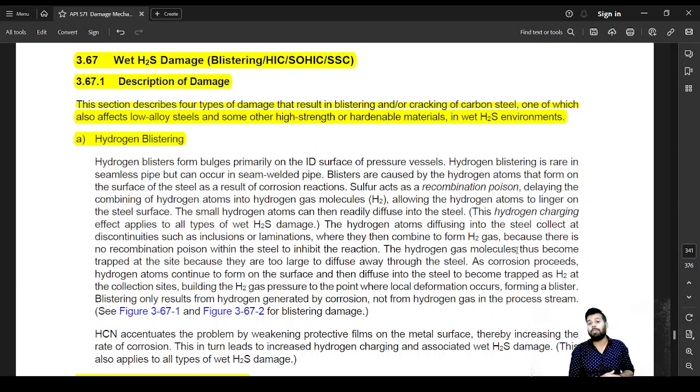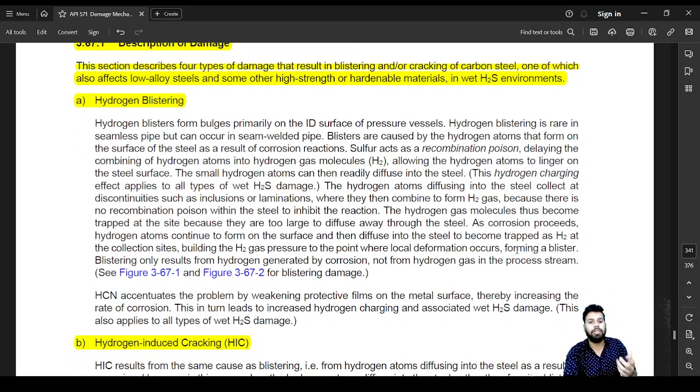Blisters are caused by hydrogen atoms that form on the surface of the steel as a result of corrosion reactions. Sulfur acts as a recombination poison, delaying the combining of hydrogen atoms into hydrogen gas, allowing the hydrogen atoms to linger on the steel surface. Small hydrogen atoms can then readily diffuse inside the material. The hydrogen atoms diffusing in the steel can collect at a discontinuity such as an inclusion or lamination, where they combine to form hydrogen gas because there is no recombination poison within the steel to inhibit this reaction. So basically you'll see blisters.